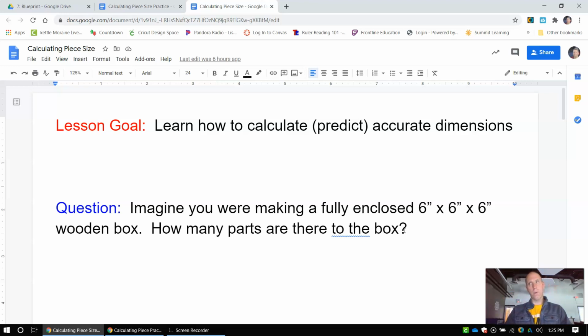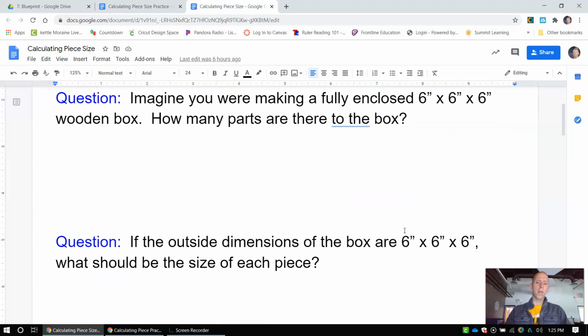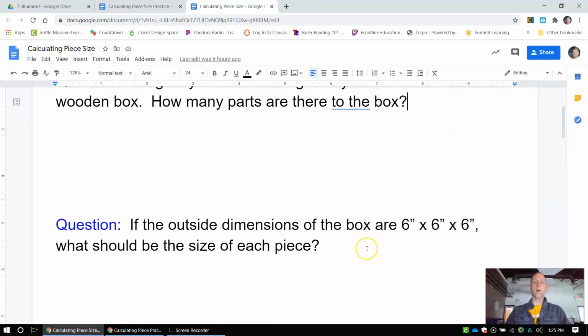So if you're thinking about that, okay, what should the size of each part be? If we want the outside dimensions of the box to be 6 by 6 by 6, what should be the size of each piece? So for example, here I have 6 pieces of wood that are all 6 inches by 6 inches. I know you can't see that the best here. It's not that important right now, but anyway.